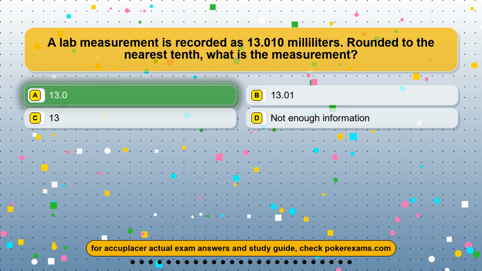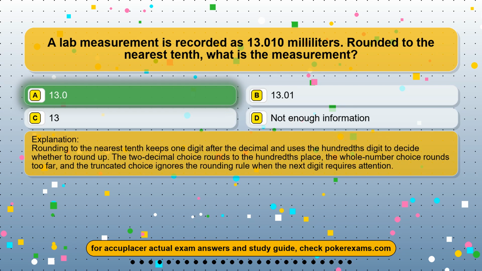The correct answer is option A, 13.0. Rounding to the nearest tenth keeps one digit after the decimal and uses the hundredths digit to decide whether to round up. The two-decimal choice rounds to the hundredths place, the whole-number choice rounds too far, and the truncated choice ignores the rounding rule when the next digit requires attention.